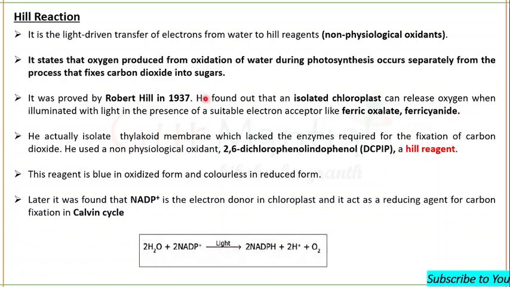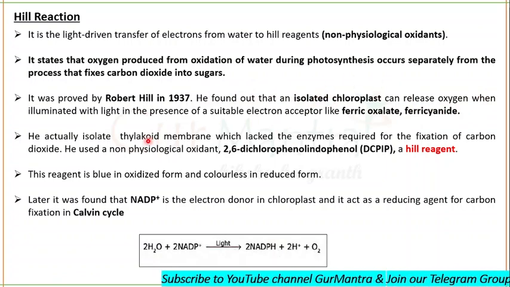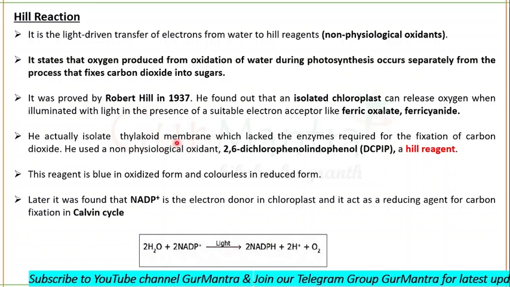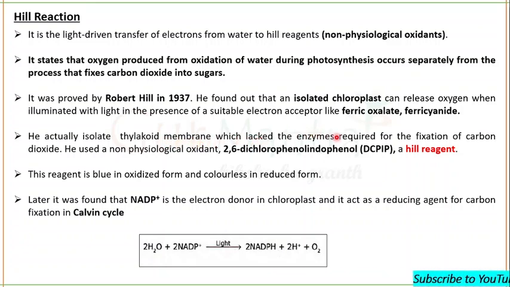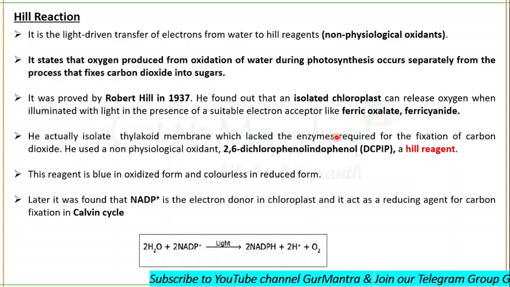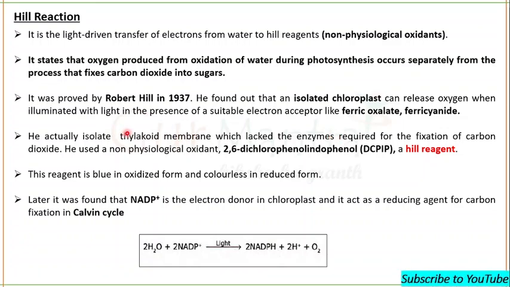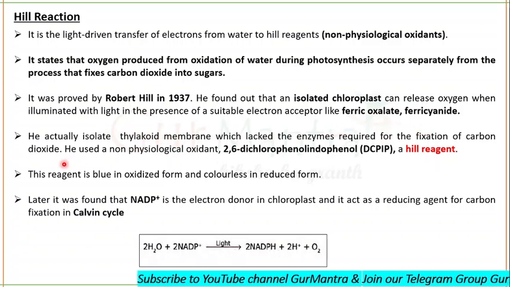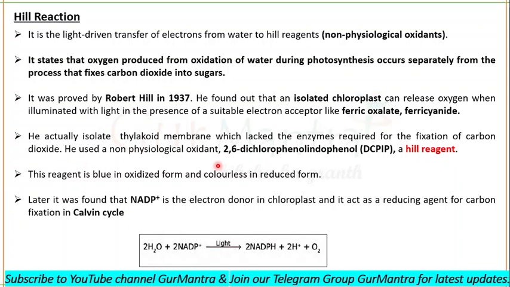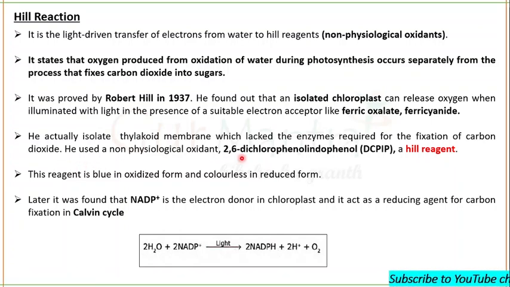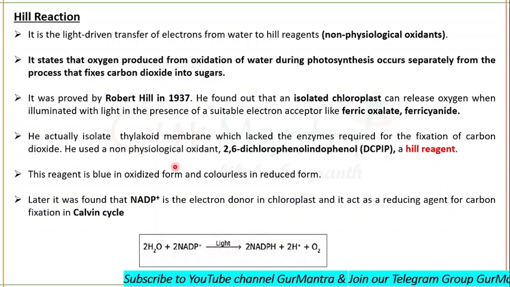Okay, so he didn't actually take the whole chloroplast, but he isolated thylakoid membrane. This thylakoid membrane lacked the enzymes. We know that the enzymes for the reduction of carbon dioxide into sugar are present in the stroma. So he took only the thylakoid membrane. This thylakoid membrane did not have any enzyme which is required for the fixation of carbon dioxide. And as a non-physiological oxidant, he used 2,6-dichlorophenol indophenol, DCPIP.